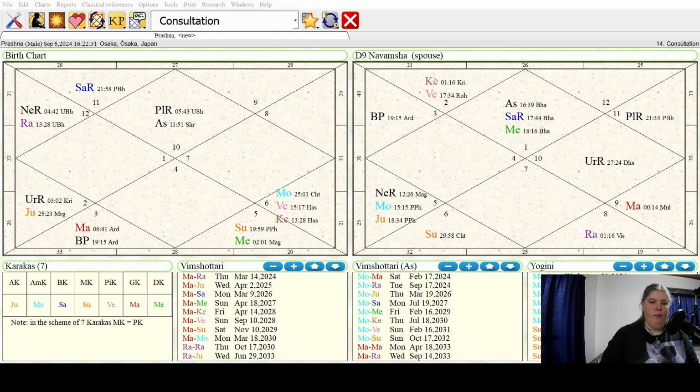Okay, so here we have our example Prashna chart of the moment. On the left, we have the birth chart, and on the right, we have the Navamsa chart. Now, these are going to be important for 2 of the dashas that we're going to be looking at. Alright, so let's start with those, since we're going to be talking about those the least, but they are important to talk about.